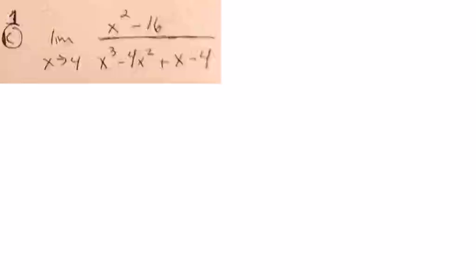Chapter 3 study guide on limits, problem 1c. I want to evaluate this function as x goes to 4, but I'm guessing that it's not defined at x equals 4. Just a hunch. But let's find out for sure. So we want to go ahead and factor the numerator and the denominator as much as we can. So let's start off by recognizing that x squared minus 16 is a difference of squares.